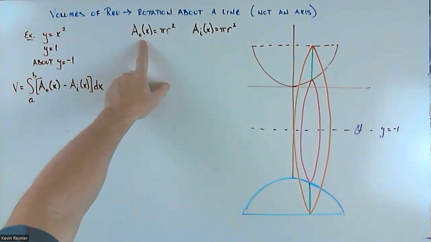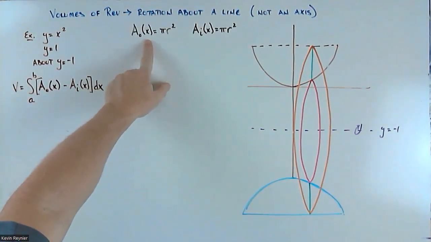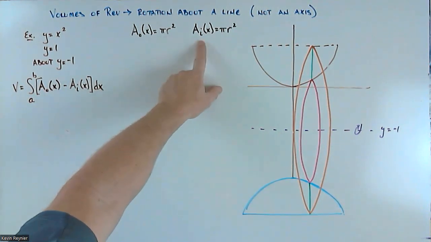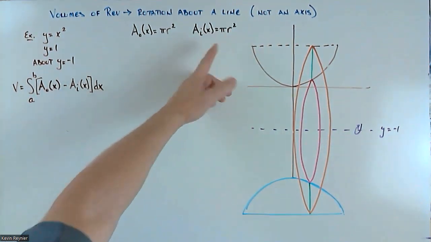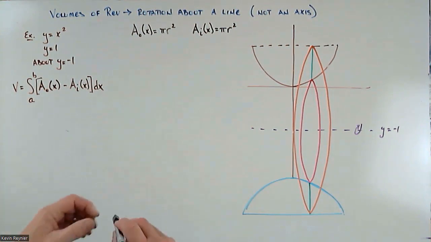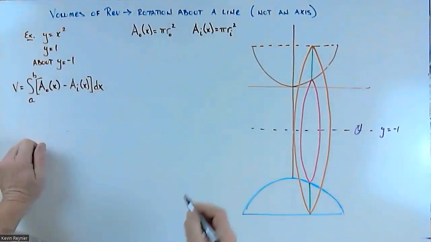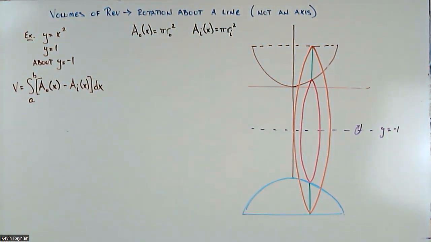So I'm looking for a function in terms of x. I have to find my outer radius. I'm looking for a function in terms of x. I have to find my inner radius. We can even go as far as to write an O under here and an I over here, if that's going to help you. They are not the same radius, right? You have an outer radius and an inner radius.